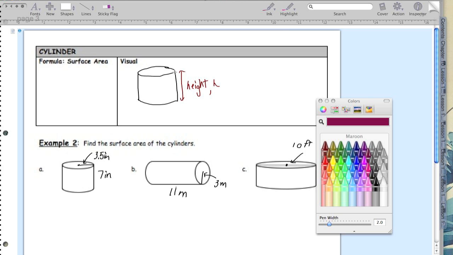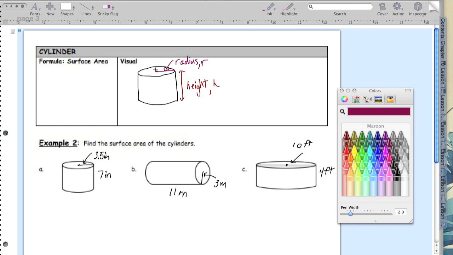And then we also have the radius. We're going to need to know the radius of whatever our base is. So that's radius, and we're going to use a little r for that. Now, those are the only two parts, and you can see down here in the examples that are labeled, those are the only two things that you're going to need to know when you go to use the formula to solve for the surface area.